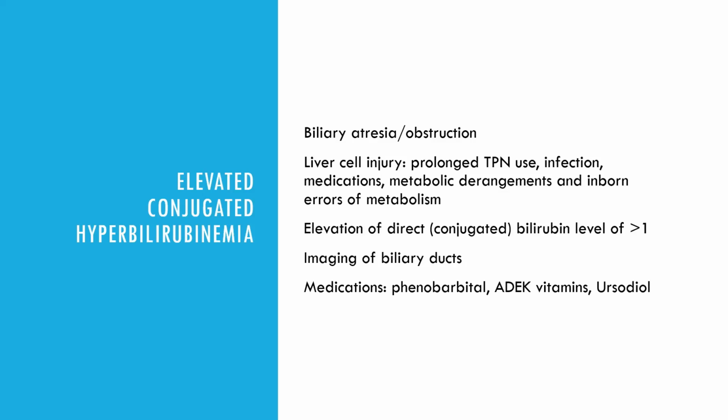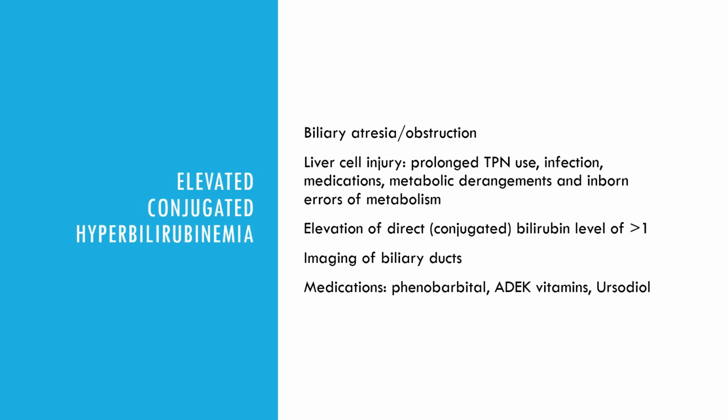Because you're not getting that conjugated bilirubin into the small intestine. So that makes sense to my brain. Hopefully it does to yours. Liver cell injury from prolonged TPN use or infection. Certain medications that can cause liver damage, or metabolic derangements or an inborn error of metabolism. So you've got liver cells that aren't functioning or they're injured. So that's going to affect your conjugation, right? And so you can have an elevated conjugated bilirubin. The liver's not working right.